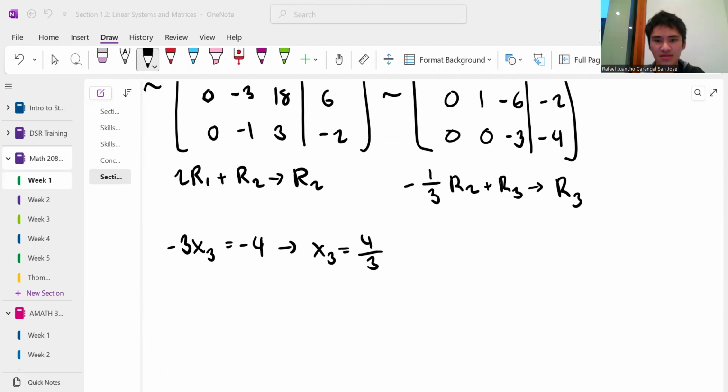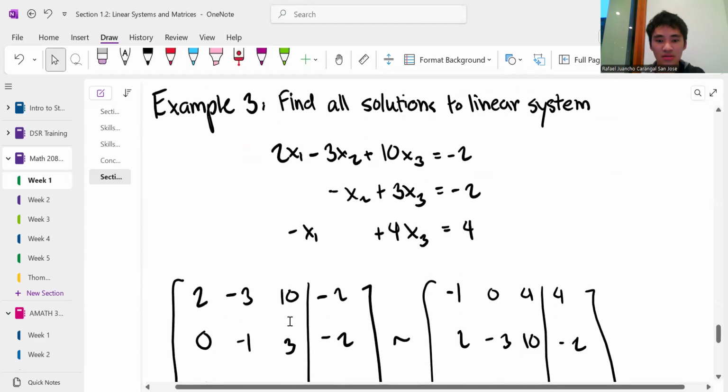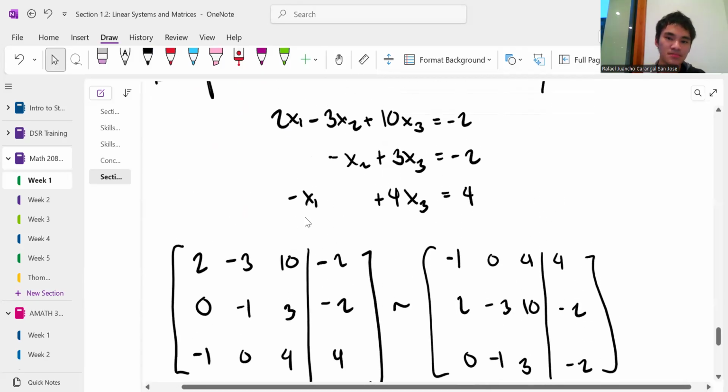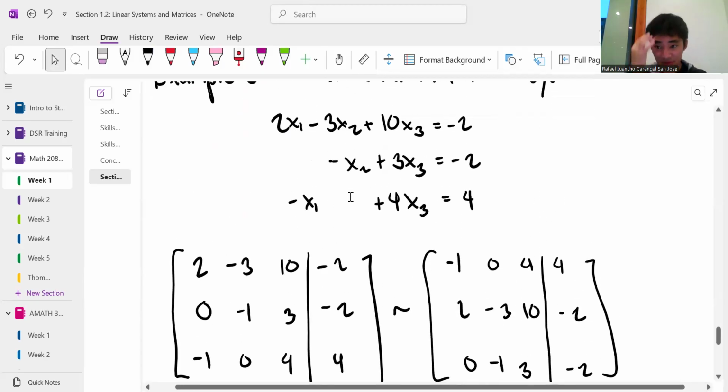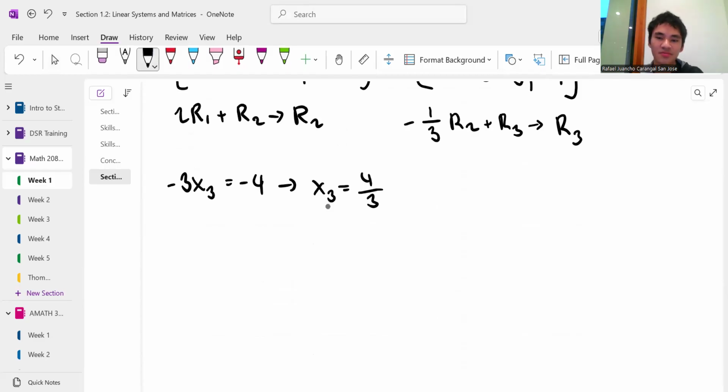Wait, am I solving the right thing? 2 minus 3, 10. 1 minus 2. Oh, wait. What did I do? Oh, he's wrong. Yeah, textbook's wrong. You didn't position them correctly. Yeah, textbook's wrong. Okay, because I did simplify this. But yeah, textbook was wrong in the beginning. Anyway, let me just continue this.